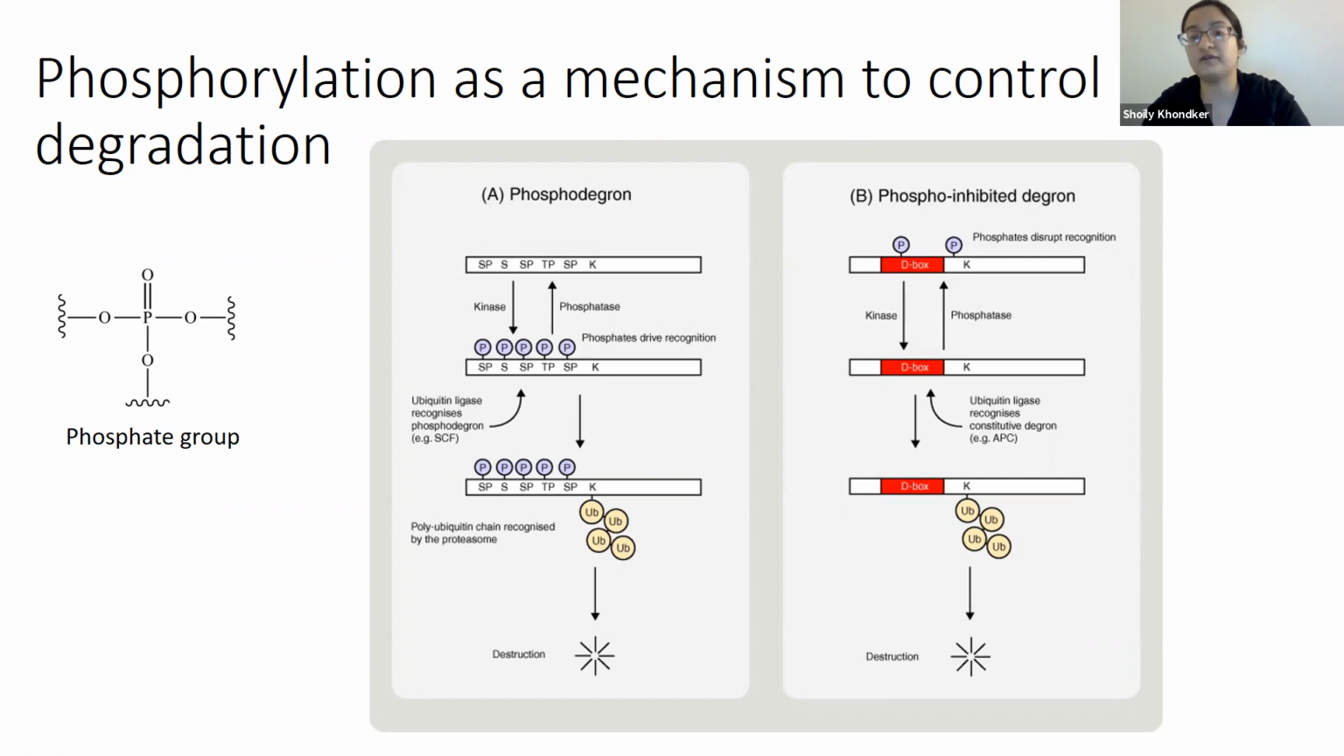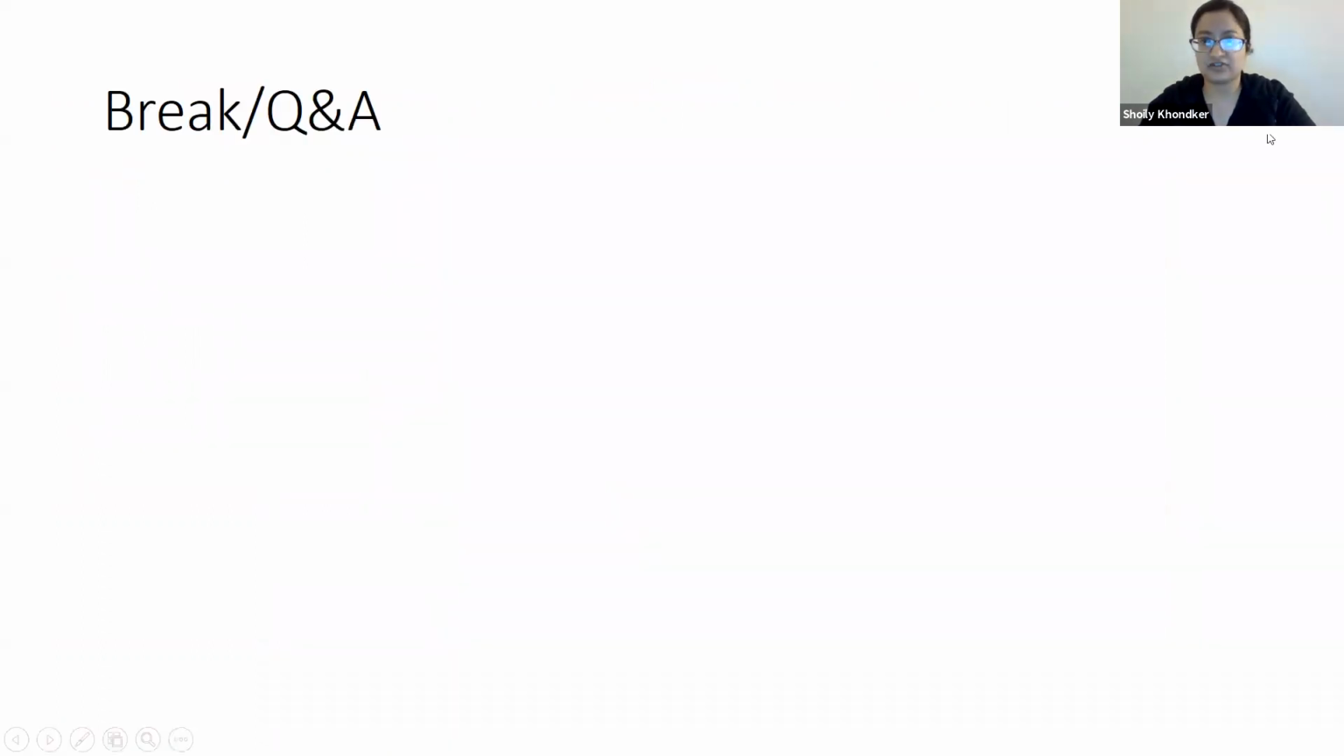So a phosphatase removes a phosphate group from a target protein. This would remove the phosphate group that's blocking the destruction box, which would promote ubiquitination, resulting in degradation of the protein. So phosphorylation, depending on where it's located, can either promote or prevent protein degradation by an ubiquitin ligase complex. So any questions about protein degradation or any of the modifications we just talked about?